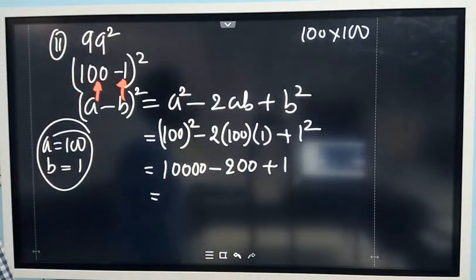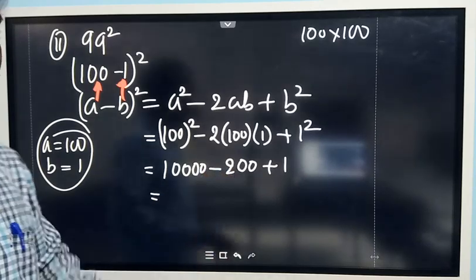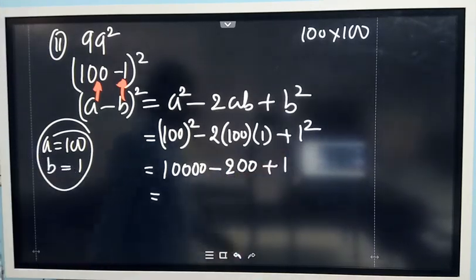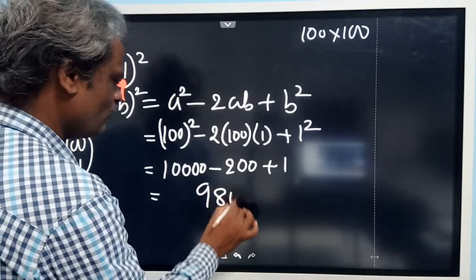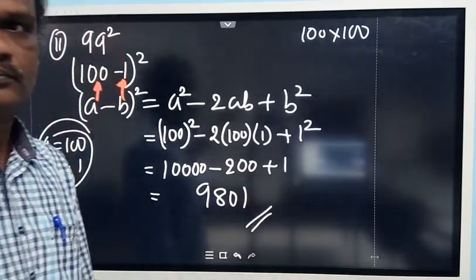10,000 minus 200, first you simplify. 10,000 minus 200 means 9,800. Then add 1 to that one. It is 9,801. So this is the solution.